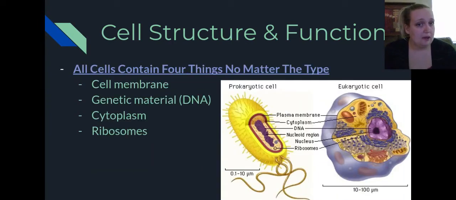All cells, no matter what type of cell we have, contain 4 things: a cell membrane, genetic material, cytoplasm, and ribosomes. In the picture, we have the 2 types of cells: prokaryotic cells and eukaryotic cells. Now, prokaryotic cells are going to be bacteria and other smaller organisms. They don't have the membrane-bound organelles that a eukaryotic cell will have. They do have a membrane, DNA, cytoplasm, and ribosomes, though.